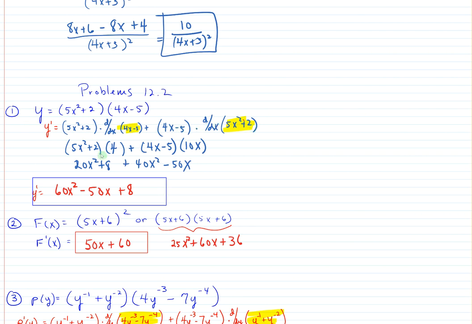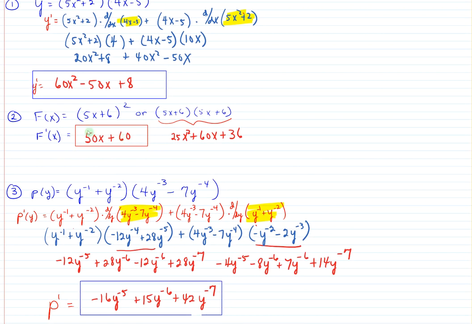In the next line, all we're going to do is take those two derivatives. That one's 4. This one is 10x. So that's what's there and there. That's all we did in the third line. Then we're going to do this multiplying, and we got those. We'll collect like terms. So we had 60x squared minus 50x and plus 8, and that is our derivative.